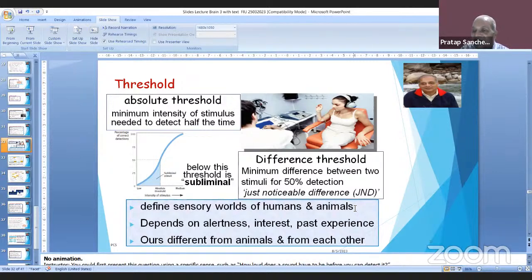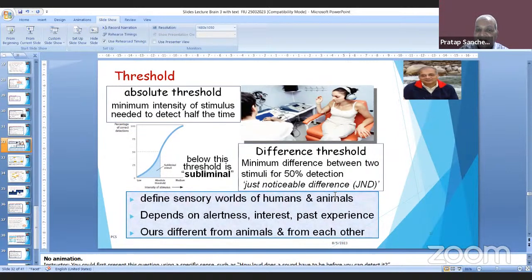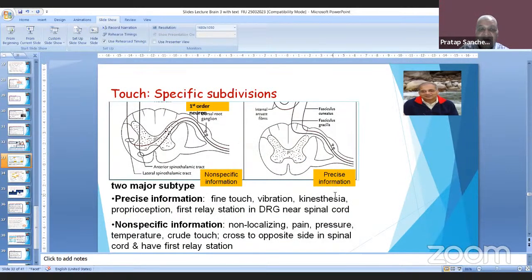We are not similar in the sensory world. Your sensory world may be different from what I have got. This is what I talk to you.